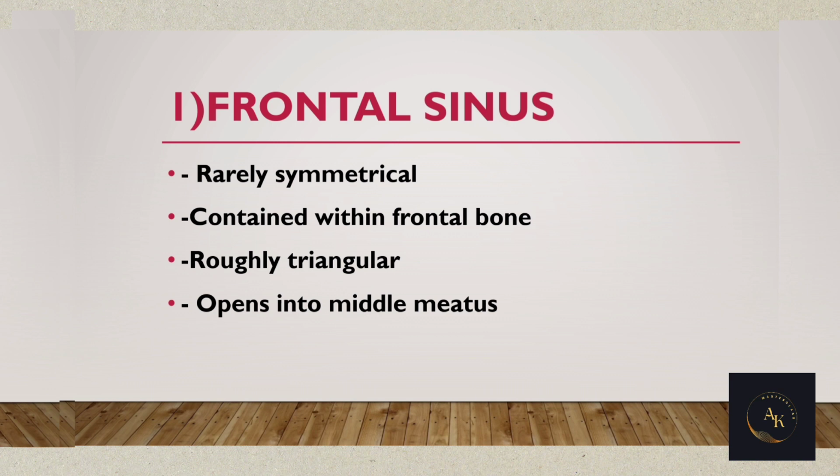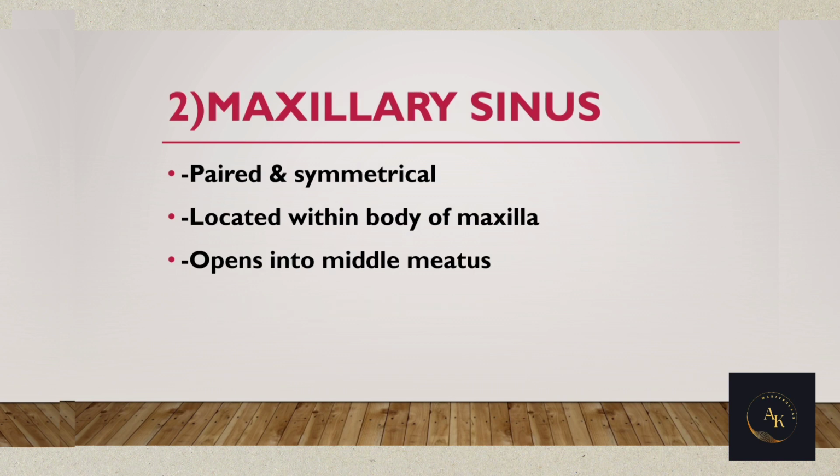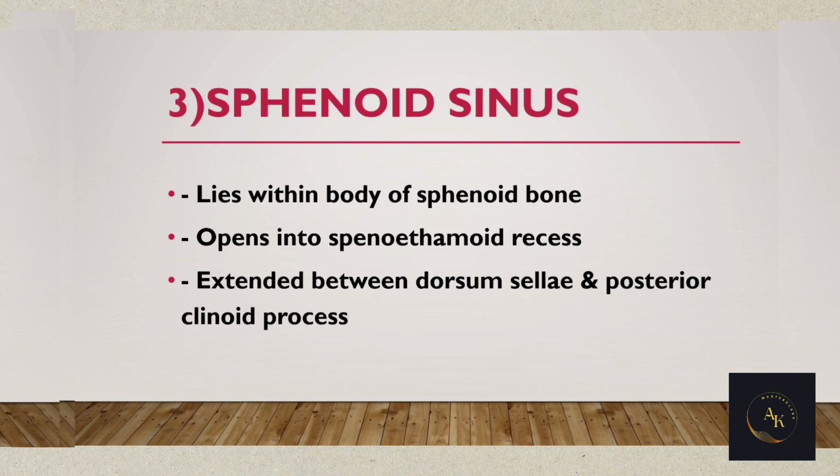First is frontal sinus. It is rarely symmetrical. Frontal sinus contained within frontal bone. It is roughly triangular. Frontal sinus opens into middle meatus. Maxillary sinus. It is paired and symmetrical. Maxillary sinus located within body of maxilla. It opens into middle meatus.